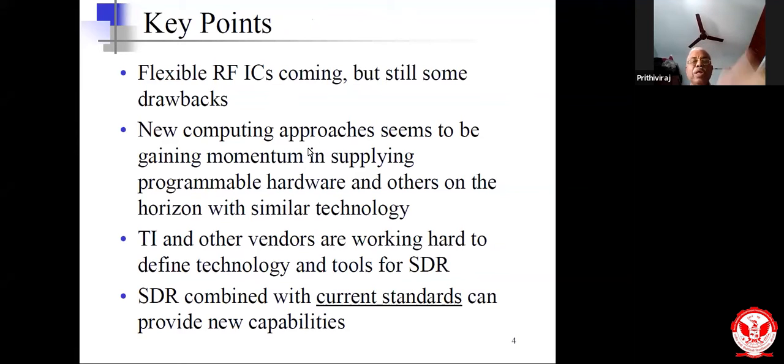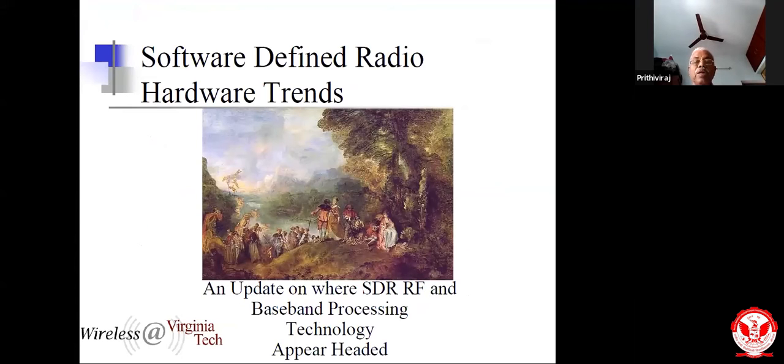Okay. So the key points now to be reckoned are we have the distinction of now embracing flexible RFICs, which were not present for a long time. They are now being enabled, but then they still have certain drawbacks. Then we have new computing approaches seem to be gaining momentum in supplying programmable hardware and others on the horizon, similar technology. Texas Instruments and other vendors are working hard to define technology and tools for SDR. So now we say SDR combined with current standards can provide new capabilities. And that is exactly what we are seeing now. Next slide. Yeah, so now we have an update on where SDR, RF and baseband processing technology appears to be heading. Okay, next slide.